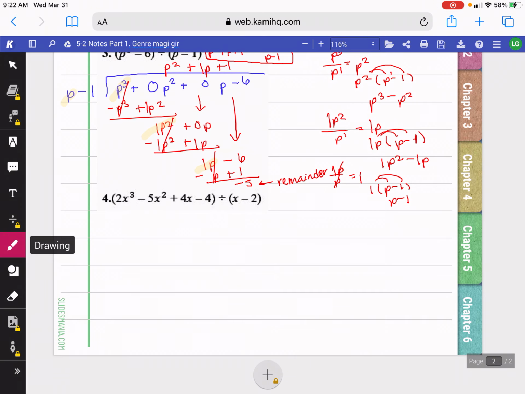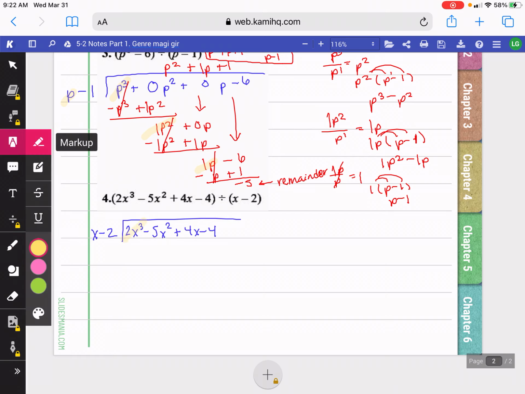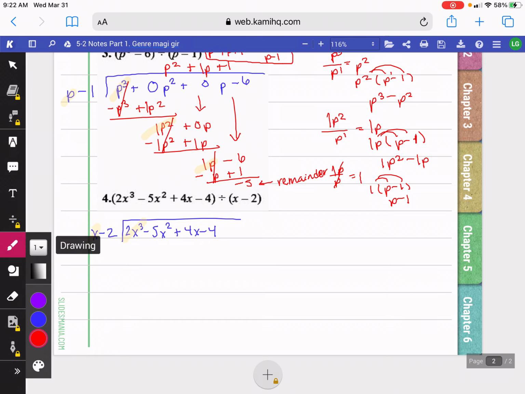Here in this last problem, we're going to divide 2x cubed minus 5x squared plus 4x minus 4 by x minus 2. So I'm going to start by dividing 2x cubed by x. That comes out to 2x squared. Then I can multiply my 2x squared by x minus 2. That gives me 2x cubed minus 4x squared. Don't forget to change the signs.